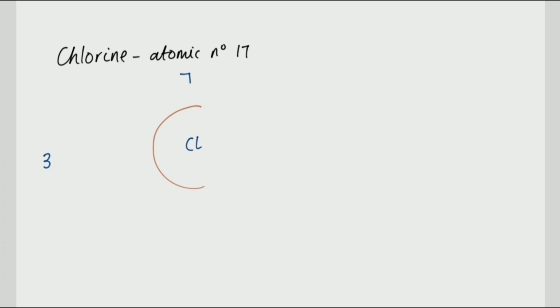Now let's take the example of chlorine. Chlorine has atomic number 17, and it's in period 3 and group 7. It's got symbol Cl, and because it's in group 7, it will have 7 outer shell electrons. So we now put the outer shell electrons 1, 2, 3, 4. Now we start pairing up 5, 6, 7.